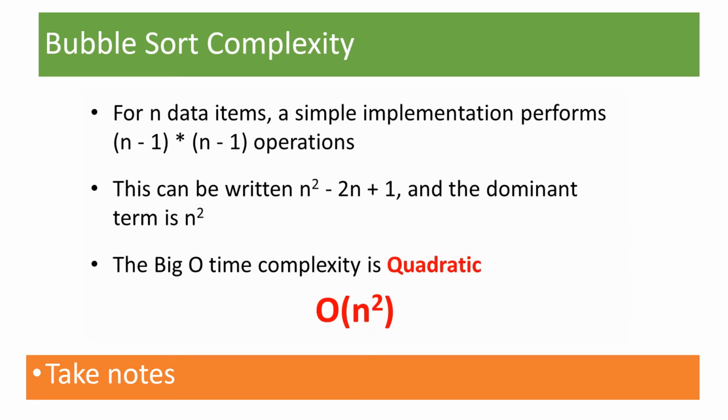We can think of our bubble sort complexity in the following way. We have n-1 times n-1 operations. Mathematically, this can be written as n squared minus 2n plus 1. Remember our two rules. The first thing is we look for our dominant term, which is n squared. Then we ignore any constants. So the big O complexity is quadratic. So our polynomial complexity is O with n squared in brackets.